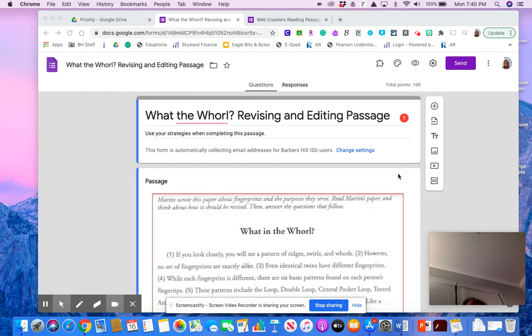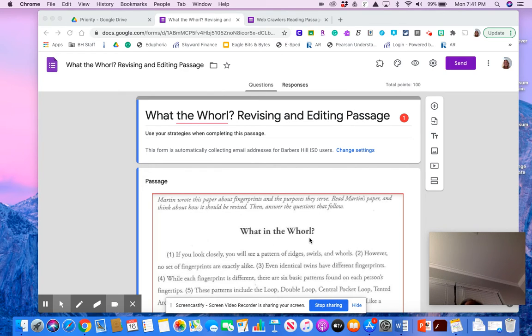Hey guys, this is the revising and editing passage for this week. Use your strategies when completing the passage. "What in the Whorl?" That's the name of it. Martin wrote this paper about fingerprints and the purposes they serve. Read Martin's paper and think about how it should be revised. Then answer the questions that follow.